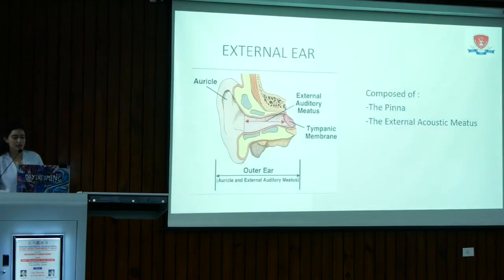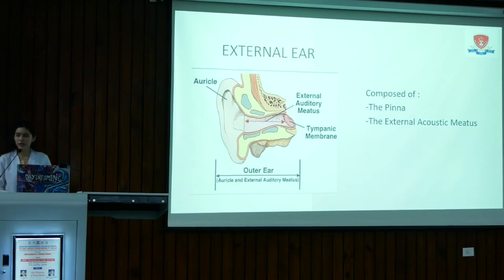The external ear is composed of the pinna, also known as the auricle, and is responsible for collecting the sound waves from the surrounding medium to transmit into the external acoustic meatus. The external acoustic meatus is an S-shaped tunnel which is divided into two parts, the cartilaginous part and the bony part. The cartilaginous part is represented by the outer 1/3 of the external acoustic meatus, while the bony part is represented by the inner 2/3 of the external acoustic meatus.